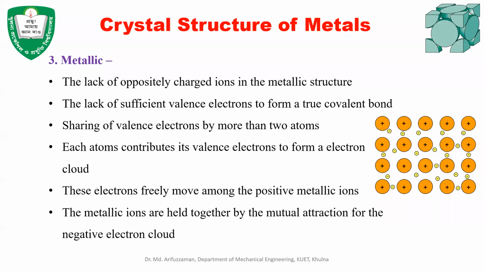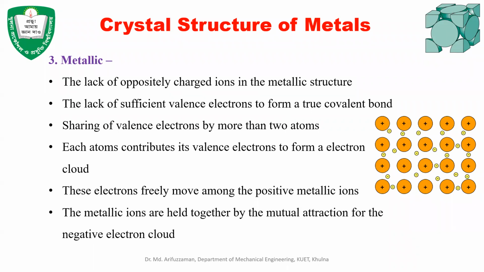And that's why the sharing of valence electrons by more than 2 atoms occurs. Instead of happening between 2 atoms, the sharing occurs between all adjacent atoms, which means that more than 2 atoms can share the outer shell electrons contained by the metallic atoms.